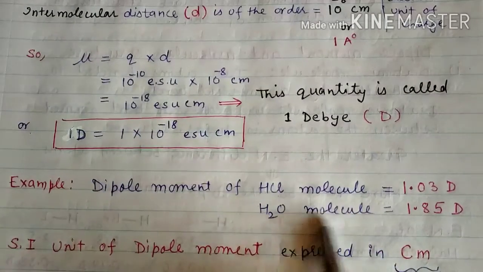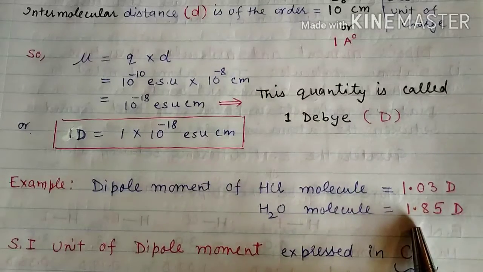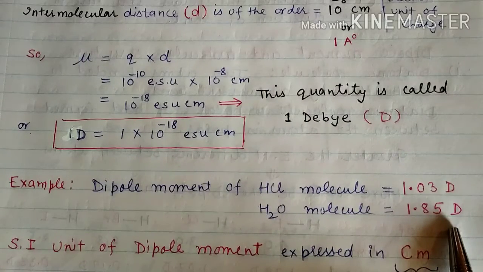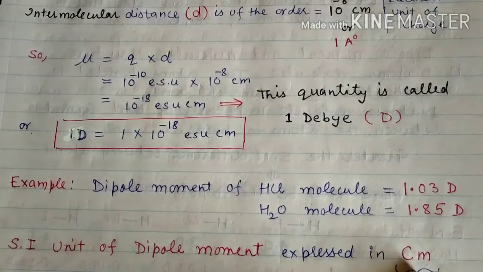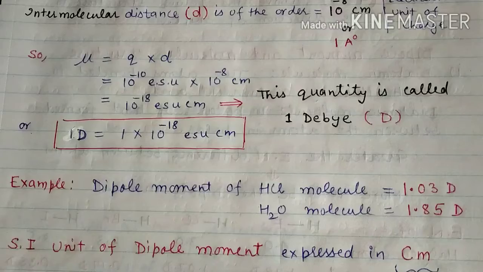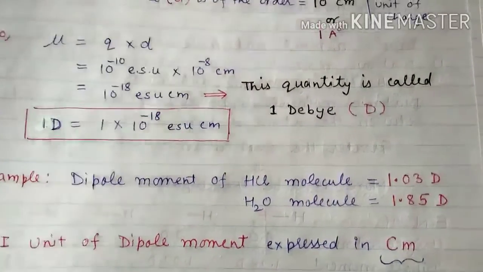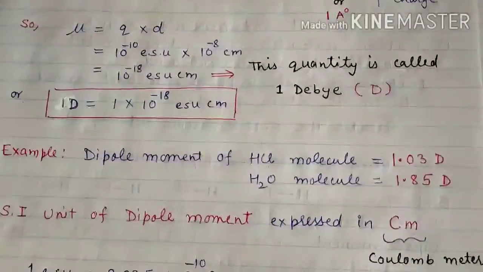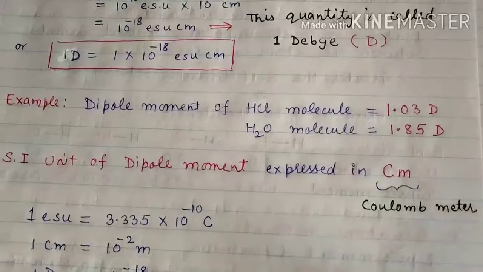The dipole moment of H2O, that is the water molecule, is 1.85 D. The SI unit of dipole moment is expressed in coulomb meter. Remember, the SI unit of dipole moment is expressed in coulomb meter.